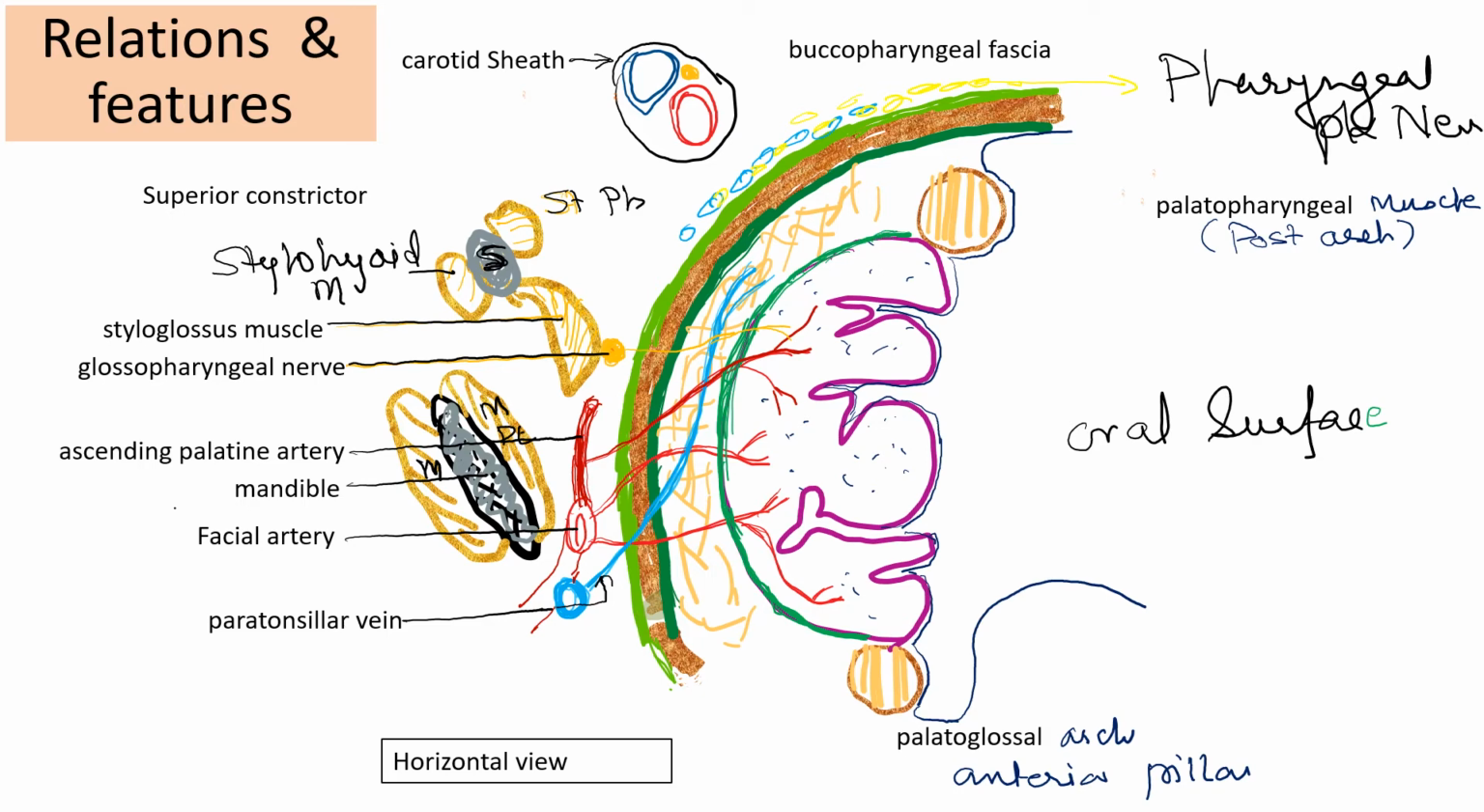Okay, so this is the internal carotid artery and the internal jugular vein. This is internal jugular vein, IJV, and the internal carotid artery with the vagus nerve here. Okay, so the carotid sheath with its content lies 2.5 centimeter posterior and lateral to the tonsils.